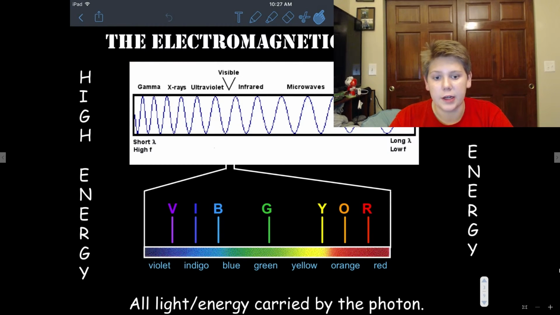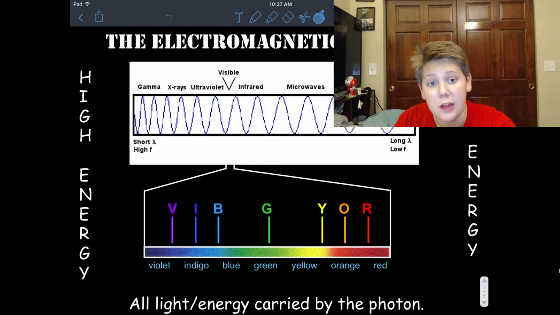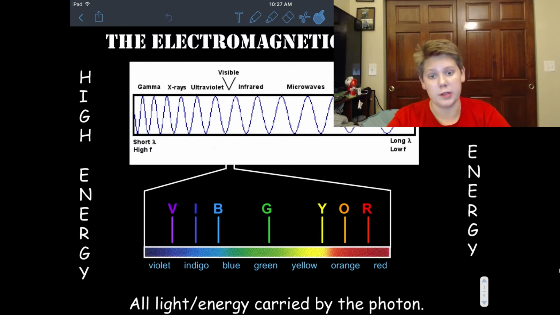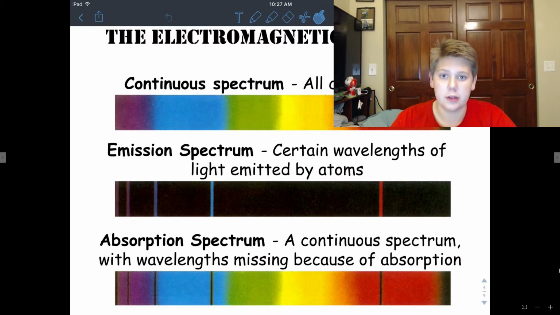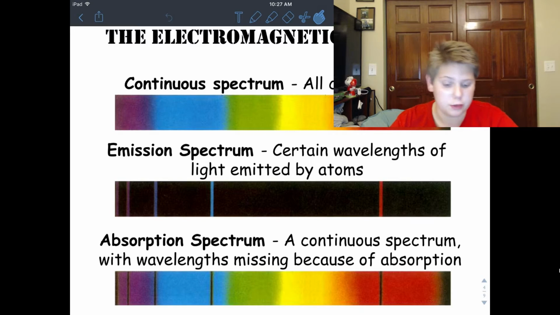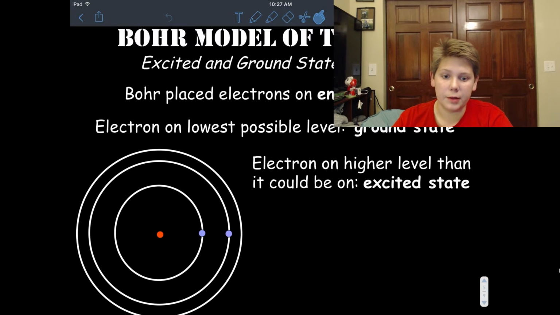Here's the electromagnetic spectrum. It goes from low energy and low frequency, from the red and the radio waves, all the way up to the high energy and the high frequency, which was the violet color and the gamma rays. And these are the three examples of spectra: continuous spectrum, emission spectrum, and absorption spectrum. This is the Bohr model of the atom. Basically, electrons on a higher level are in an excited state. Electrons on the lowest possible level are in the ground state.